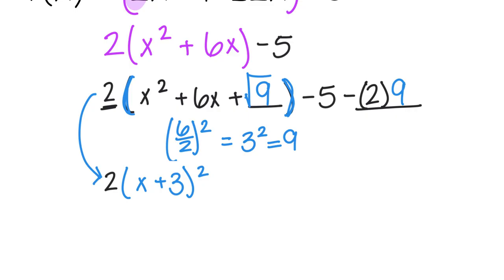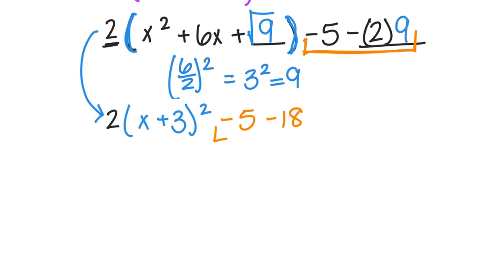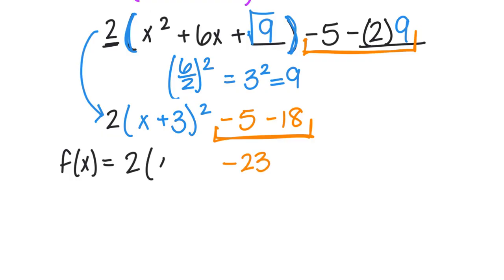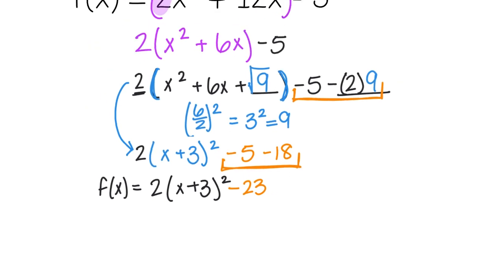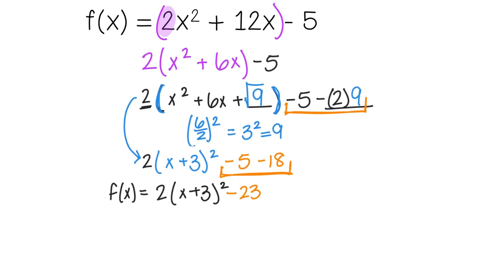Okay, looks the same still. Now all I have to do is solve what's over here. So I'm going to have negative 5 minus 18. Solving this, negative 5 minus 18 is going to give me negative 23. So I'm going to have f of x equals 2 times x plus 3 squared minus 23, and that's in vertex form.